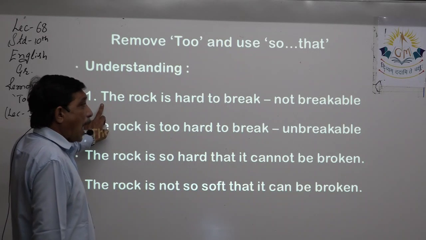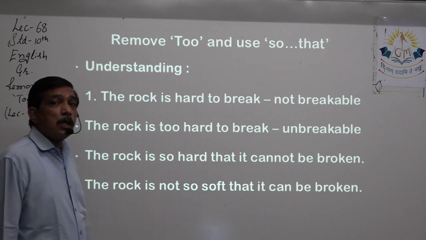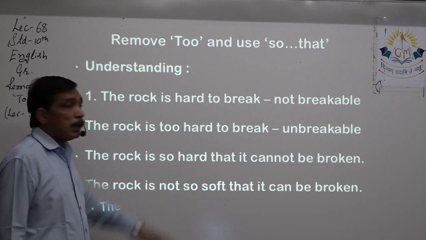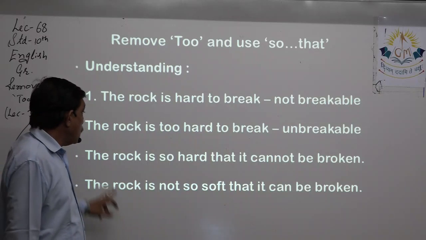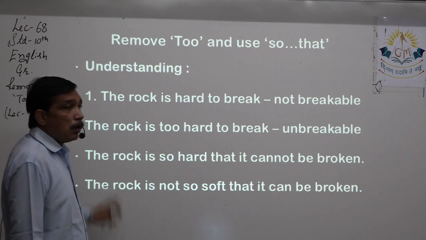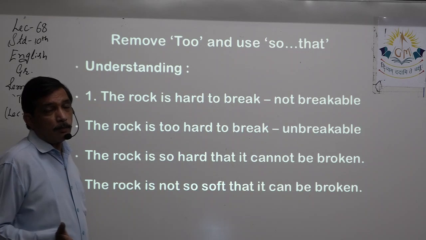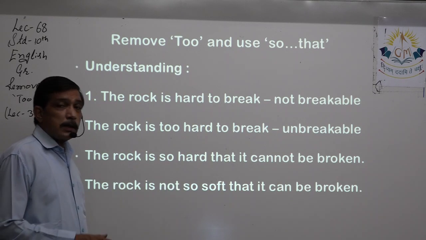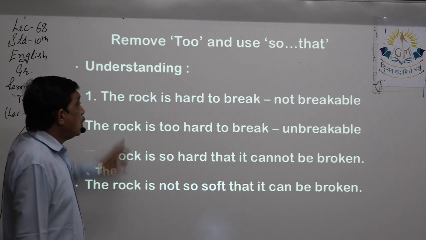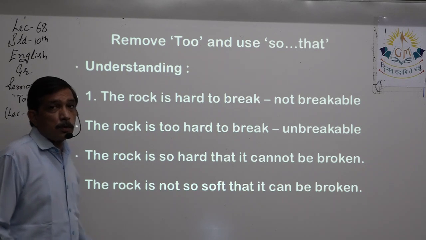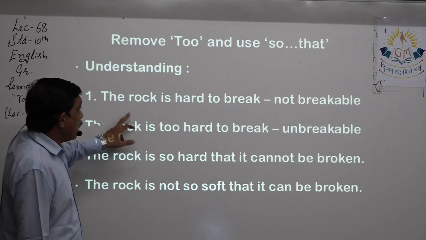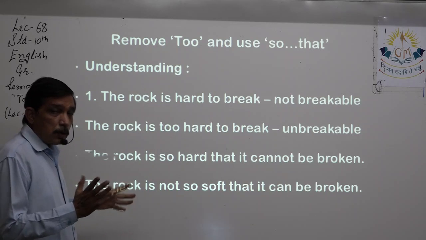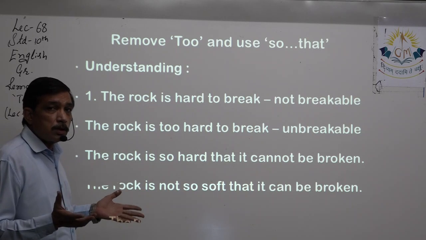So the rock is hard to break. That means it is not breakable. The rock is too hard to break. That is unbreakable. The rock is so hard that it cannot be broken. Then also it means the same. Yes. The rock is not so soft that it can be broken. Again, it means hard. So there are 4 different ways to say the same thing. But somewhere, of course, yeah, first sentence, it's quite simple. To is also not used, so we do not have to change it to so that.